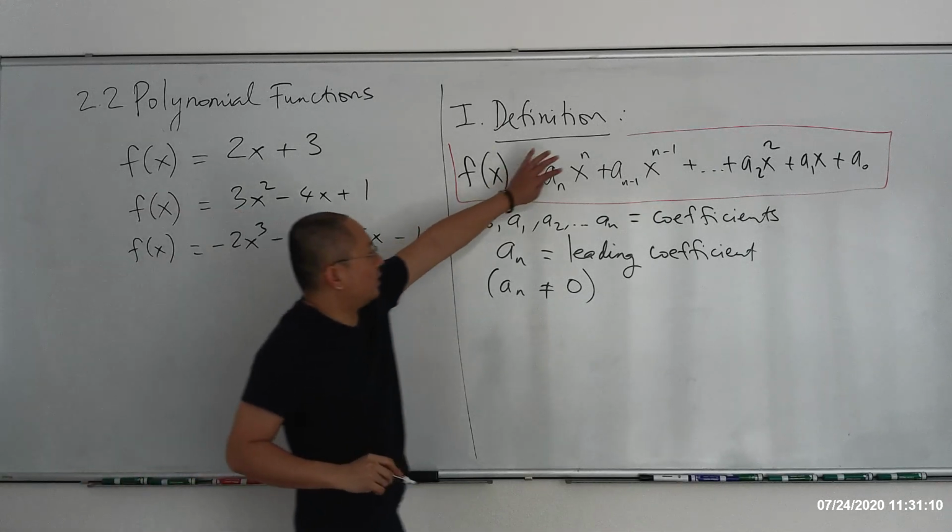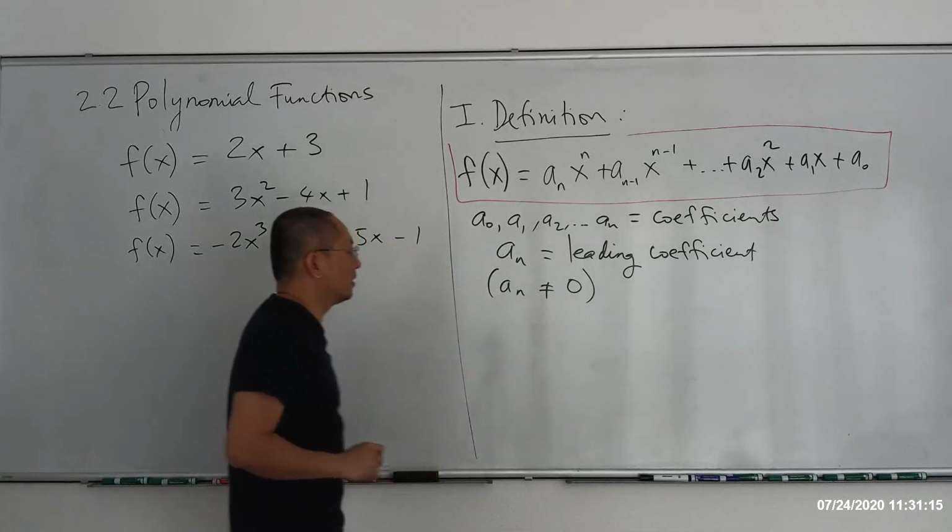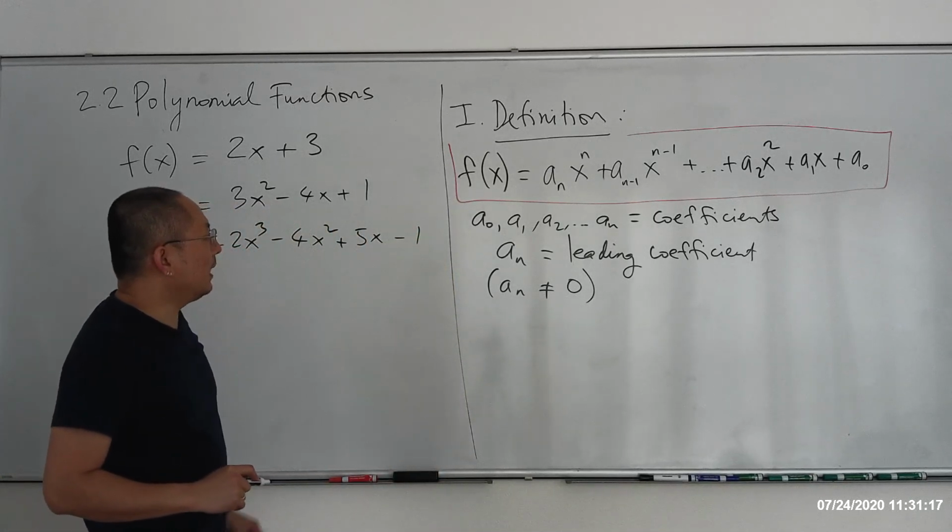Of course, if it's 0, then you don't have this term right here. It's not the leading term anymore. It's going to be a_(n-1) that is the leading term. All right, that's the definition.